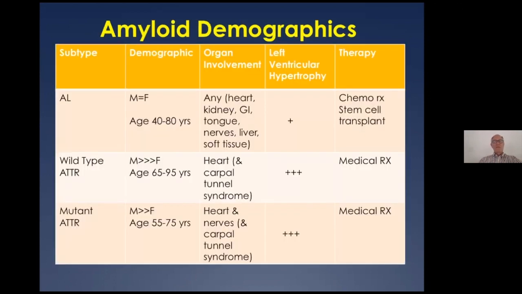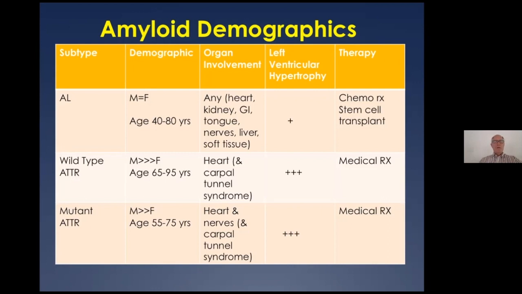So this slide gives you a brief look at these different types of amyloid demographics, and we can see that with light chain, males equal females, and it can occur at 40 to 80 years of age. In terms of organ involvement, it includes the heart, GI, tongue, nerve, liver, and soft tissue. It can cause some left ventricular hypertrophy, and because it really represents a malignancy, it needs to be treated with chemotherapy and stem cell transplant.